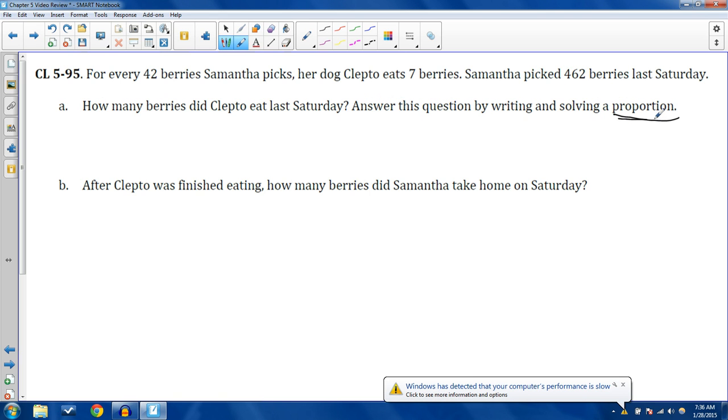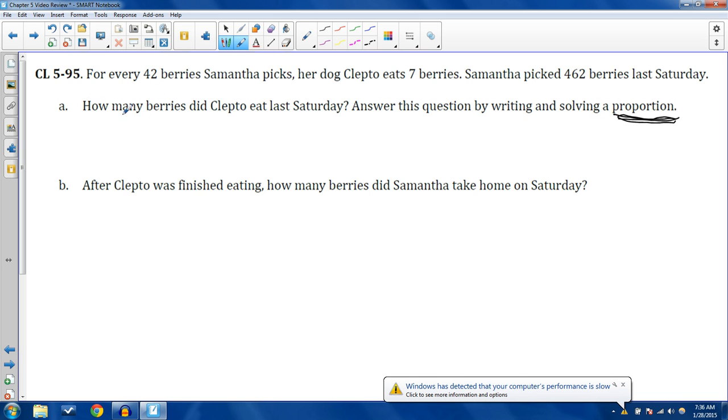So you see this as a proportion, and you know it's a proportion because proportions are all about something directly affecting something else. Meaning, let's say Samantha didn't pick any berries. Let's say she picked 0 berries. Klepto will be eating 0 berries. How many she picks directly influences how many Klepto eats. And if she doesn't pick any, Klepto can't eat any. So that definitely is a proportion.